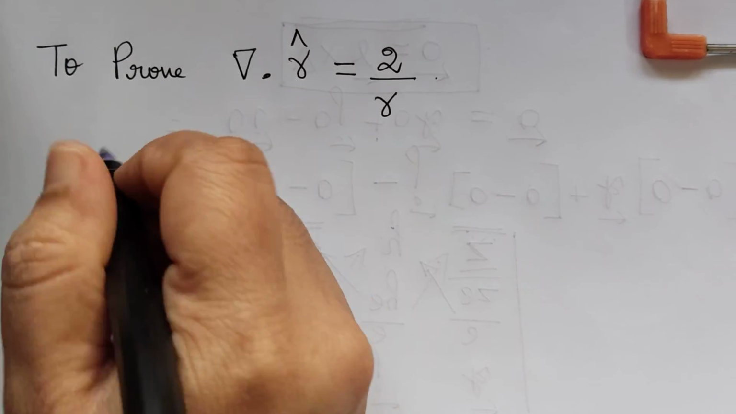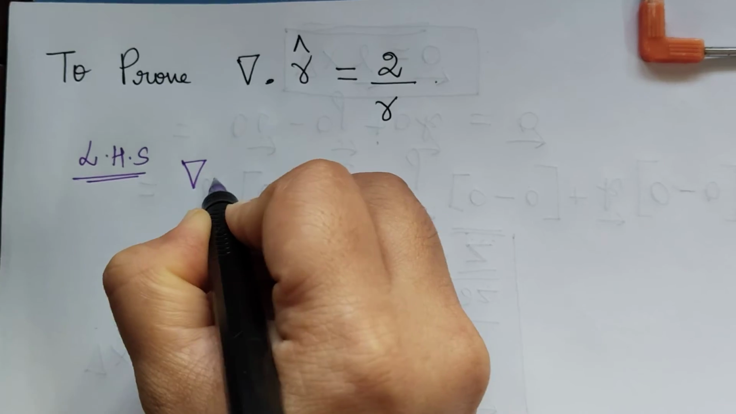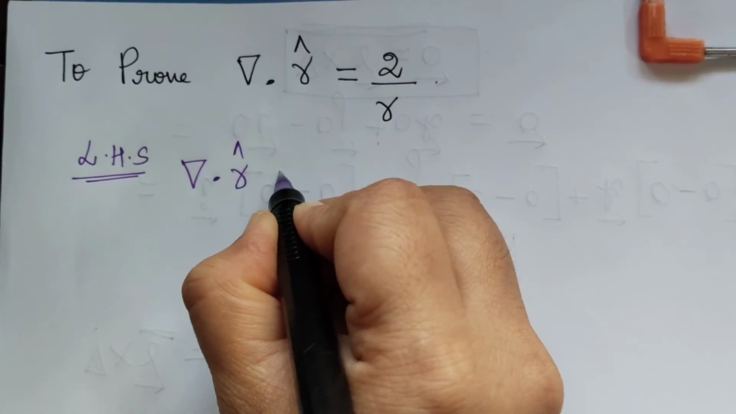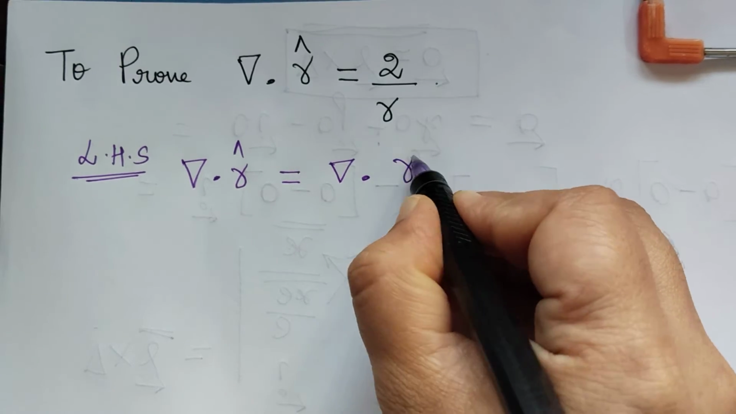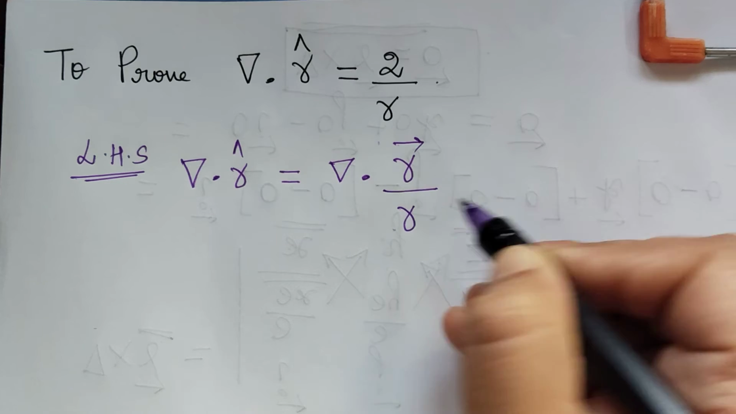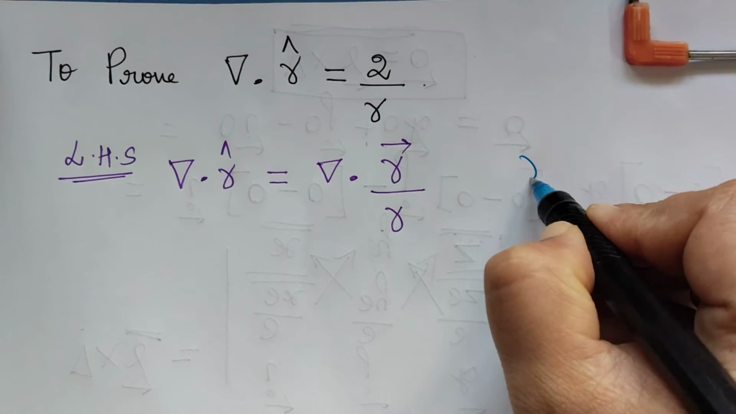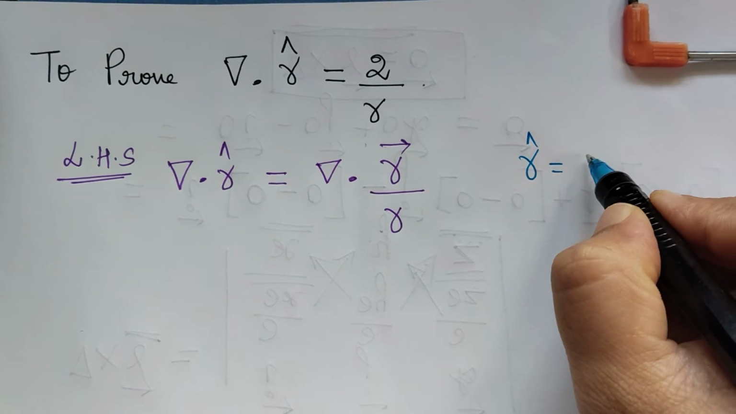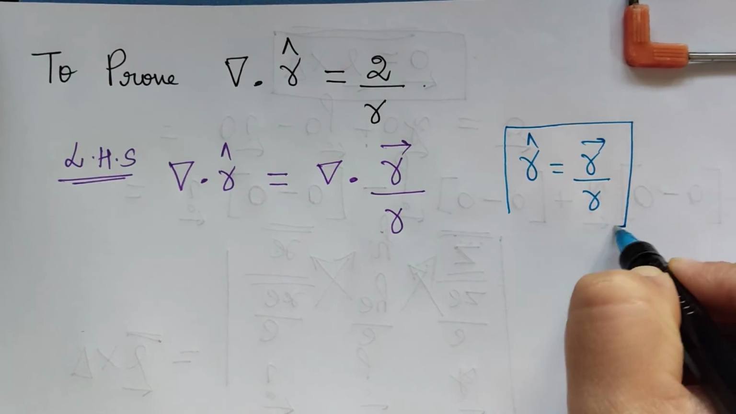In order to prove this, we shall consider the left hand side. So what is it? Nabla dot product with r cap. This can be written as nabla dot product with r cap, which is given by r vector divided by modulus of r, which is r. So we have applied the formula that r cap is equal to r vector divided by r. This is the first formula that we have applied.